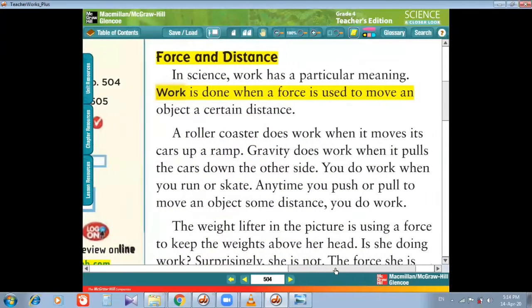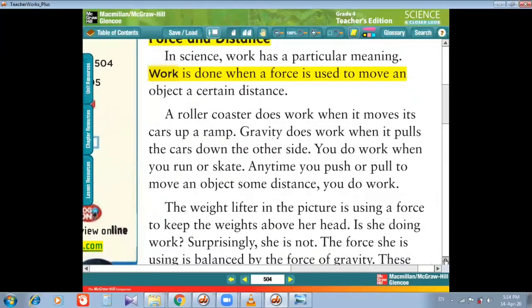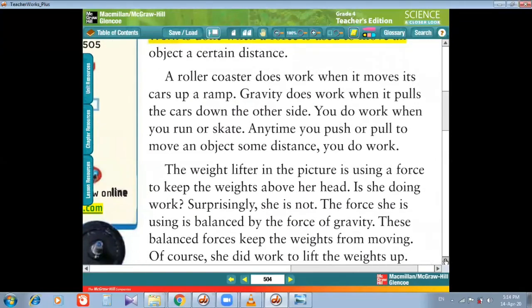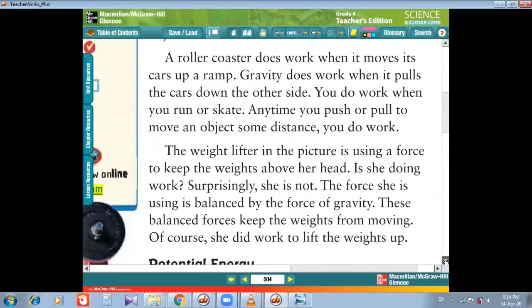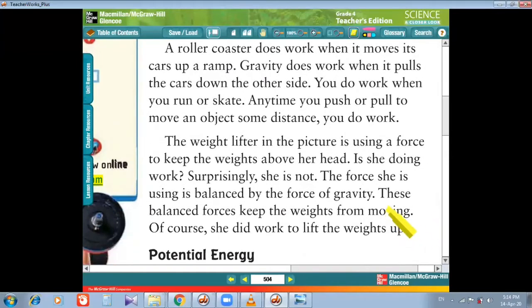The weightlifter in the picture is using a force to keep the weights above her head. Is she doing work? Surprisingly, she's not. Why? Because the force she is using is balanced by the force of gravity. The force with which she is lifting up the weight is balanced by the force of gravity, which is pulling it down. So both these forces are balanced. These balanced forces keep the weight from moving. So that's why the weights are not moving when she is holding them up.